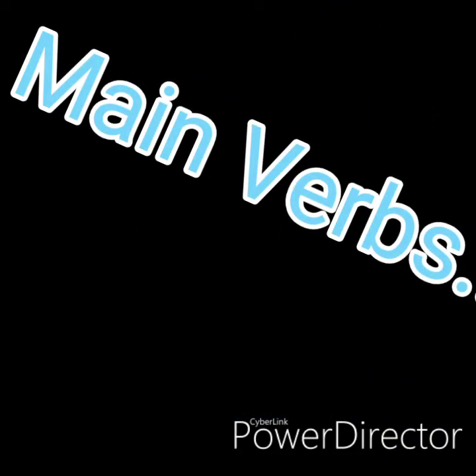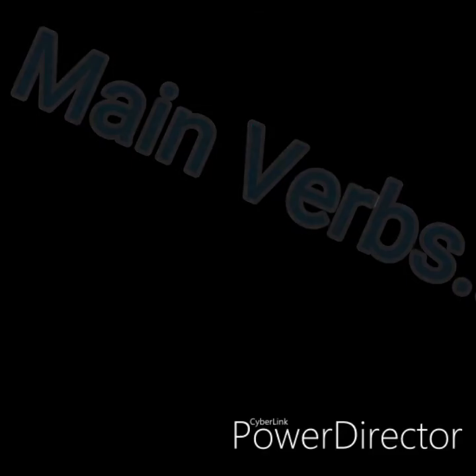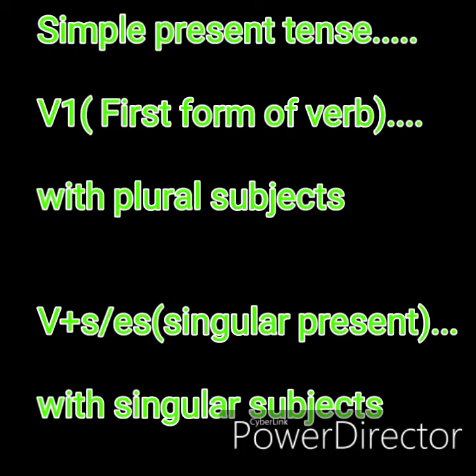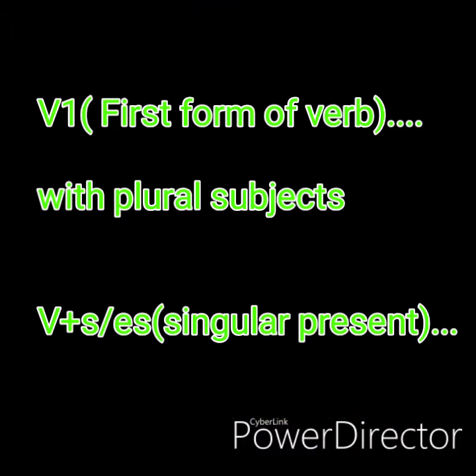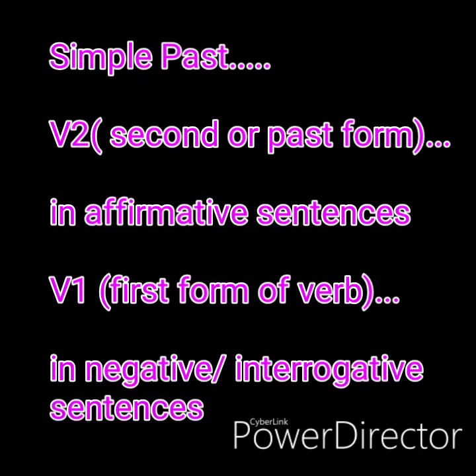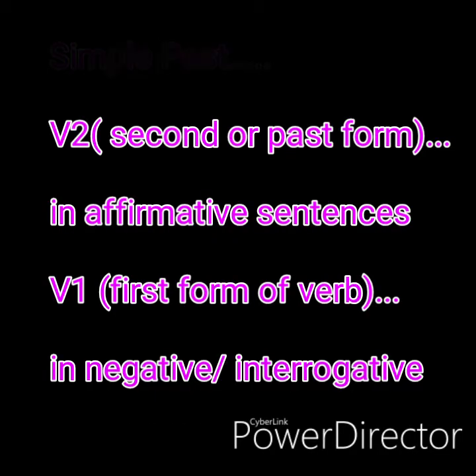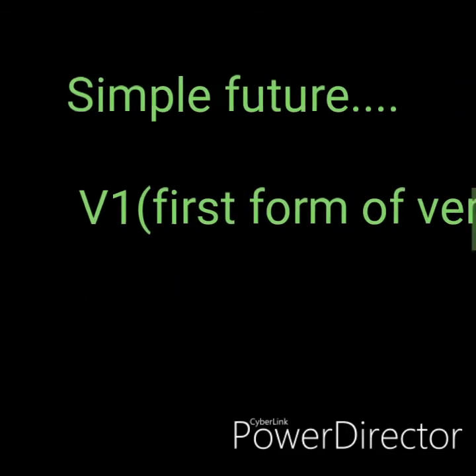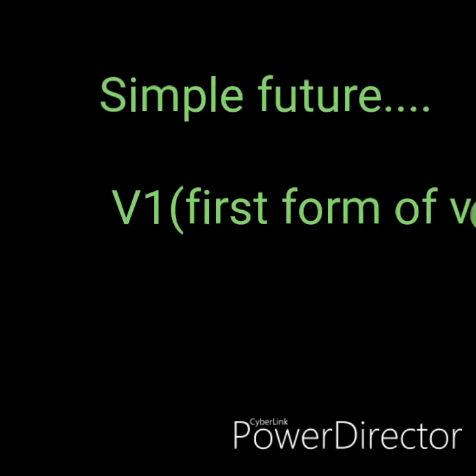After learning helping verbs, we require main verbs to learn so that we can write answers easily. In simple present tense, we use first form with plural subjects, s or es form with the singular subjects. In simple past tense, we use second form in affirmative sentences and first form in negative and interrogative sentences. In simple future tense, we use first form of verb in all kind of sentences.